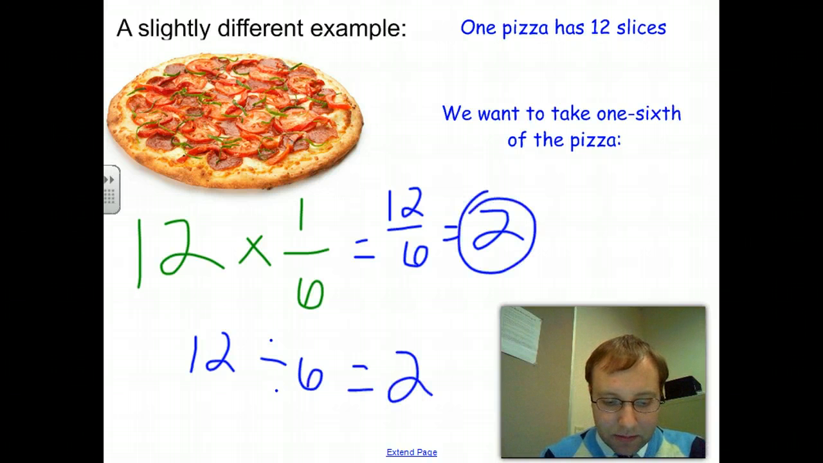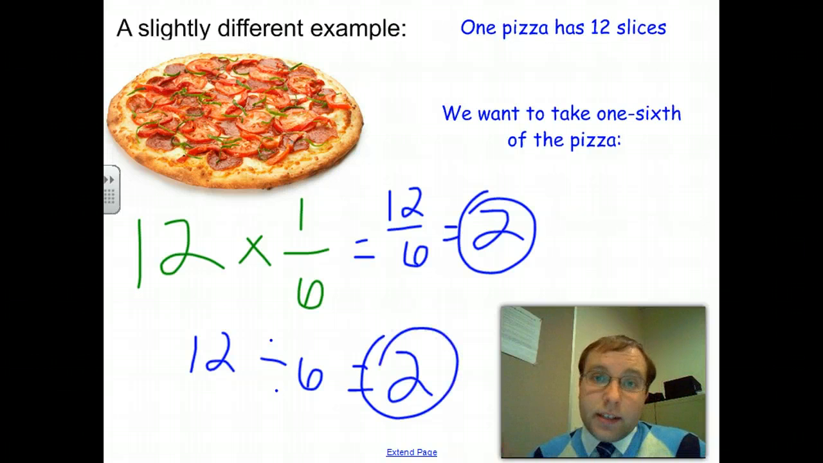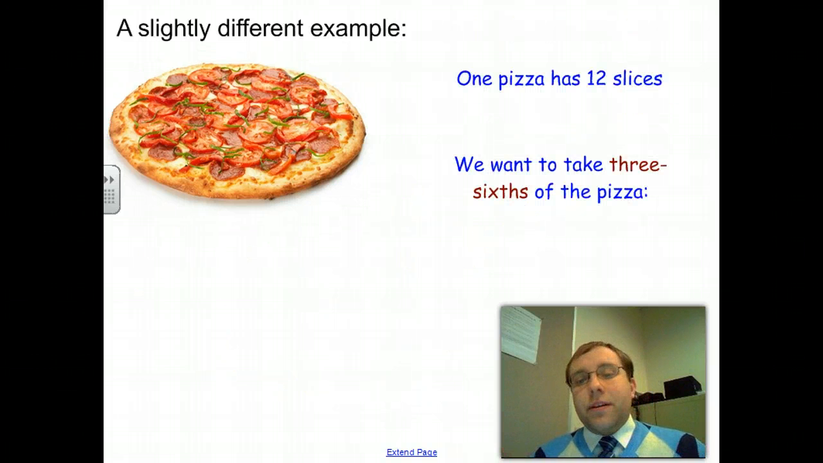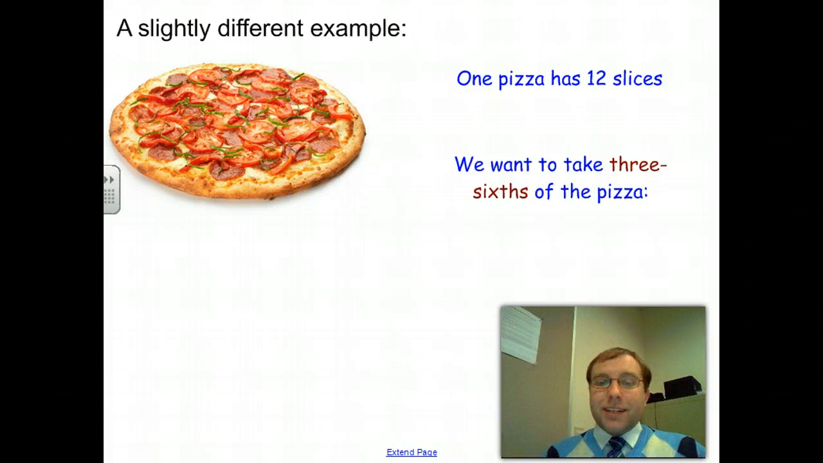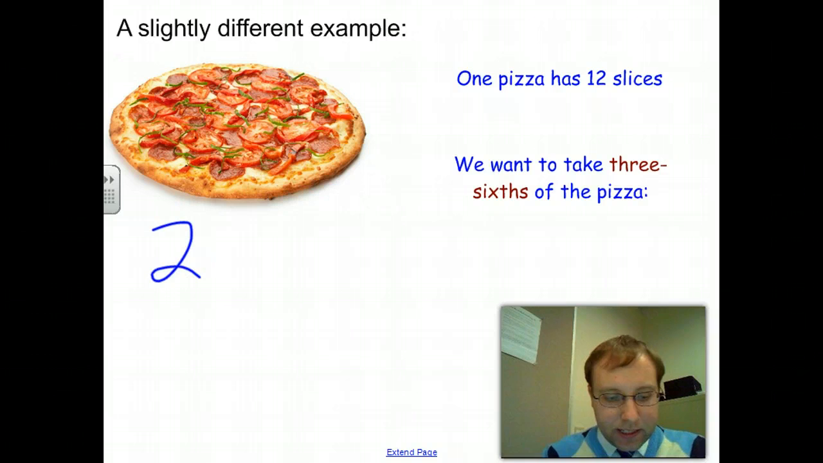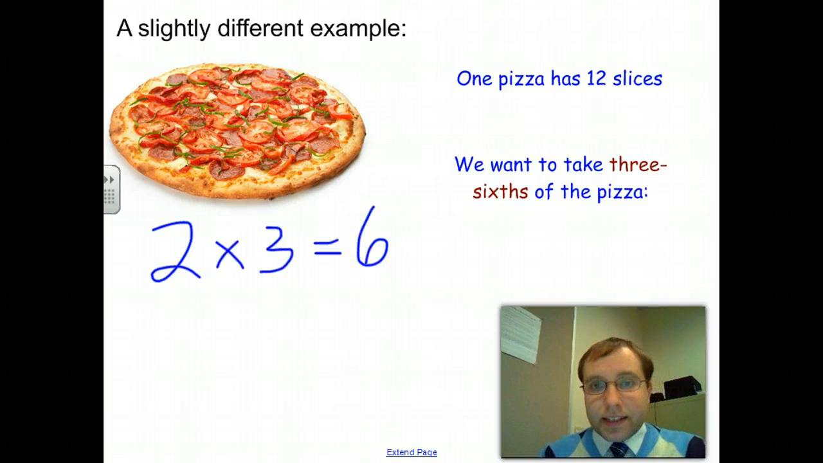So once again, it seems that whole number times numerator becoming the numerator of the fraction over the same denominator seems to work. Now let's go one step further. We have a pizza that has 12 slices. We want to take 3/6 of the pizza now instead of just 1/6. Well, remember that 1/6 of the pizza is 2. So 3/6 of the pizza should be 6 slices.